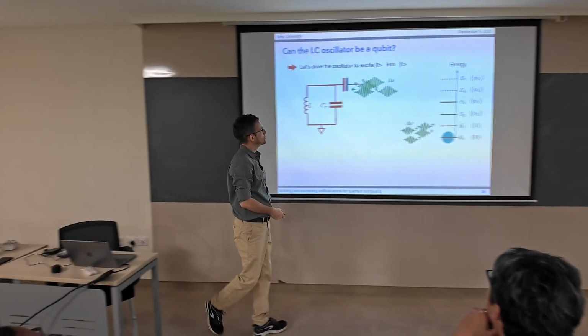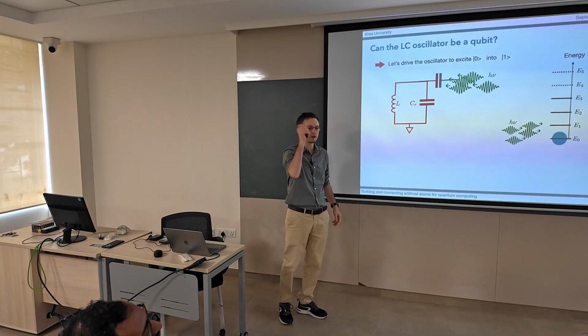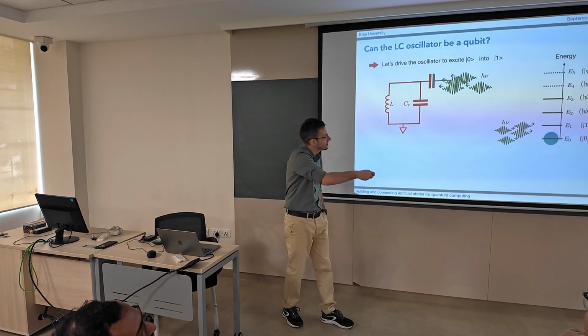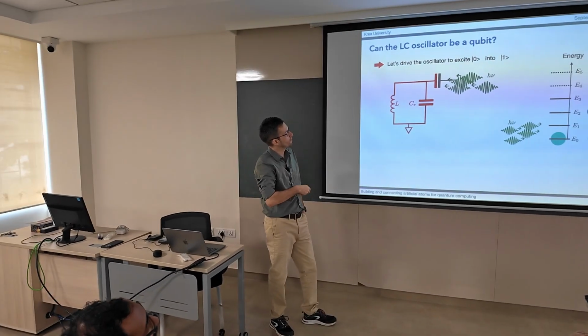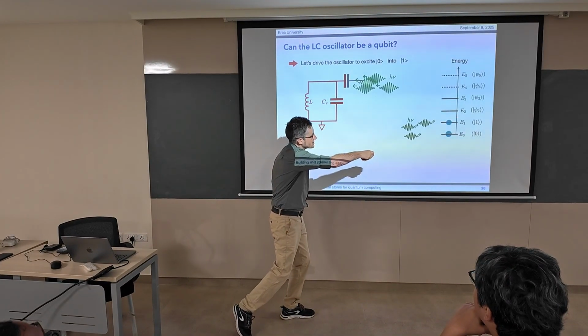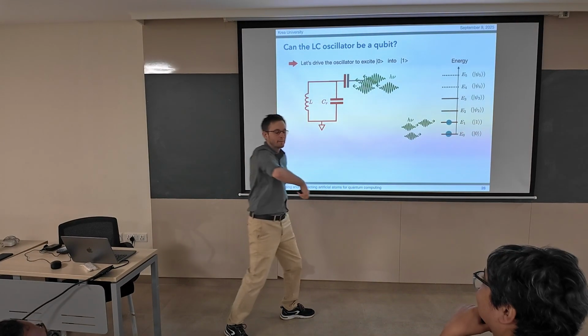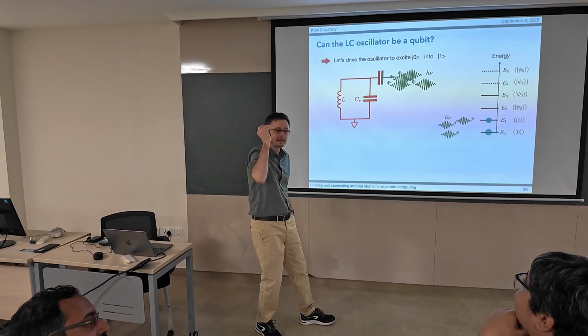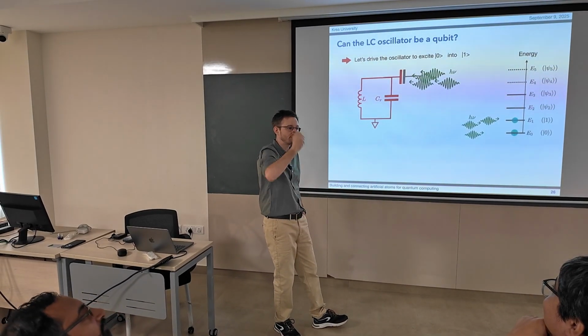And now I'm going to drive that system. I'm going to send a lot of photons at a certain frequency just to drive it. And you see, we're going to have a problem here. I'm sending one photon that allows me to create a transition from 0 to 1. But another photon, and this is classical, I'm sending classical microwaves, okay?